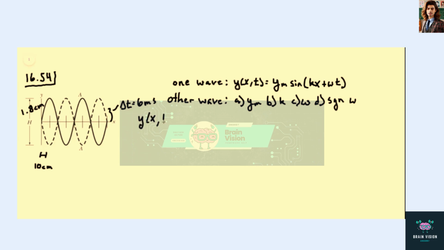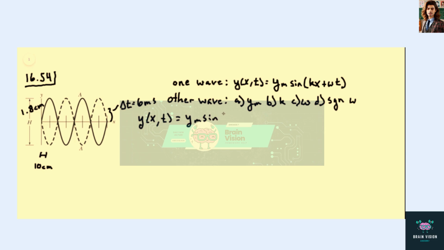Now we could be taking this too literally. Y sub m, k, and omega would be just the same between the two, and so you just say those are the answers, but they want us to find actual numbers for these things. So first of all, because we have a standing wave here, this sort of implied that this is what the situation is.